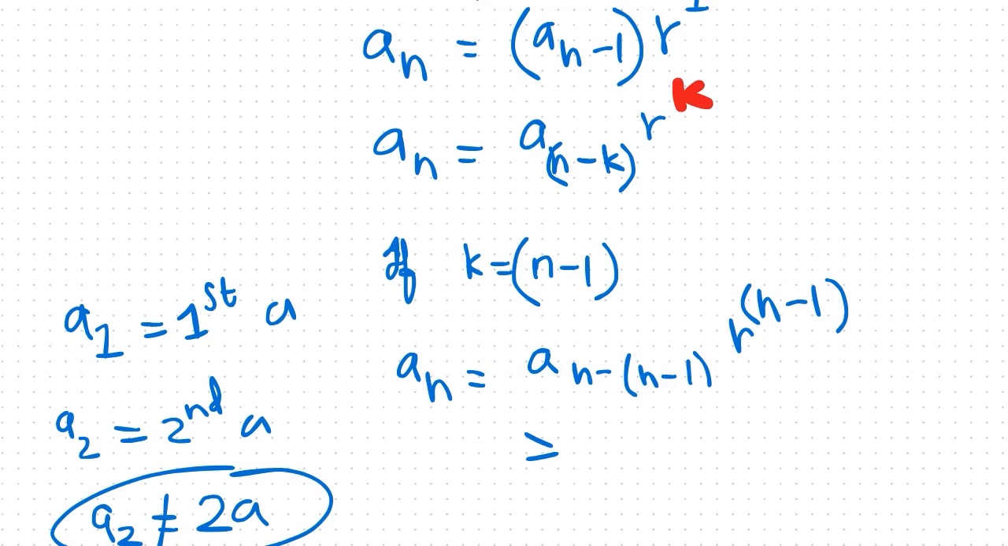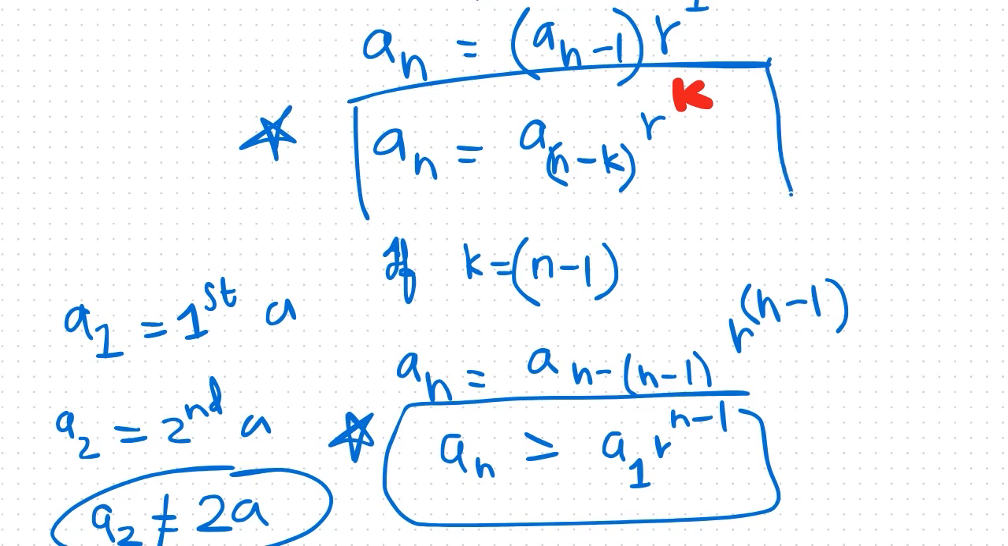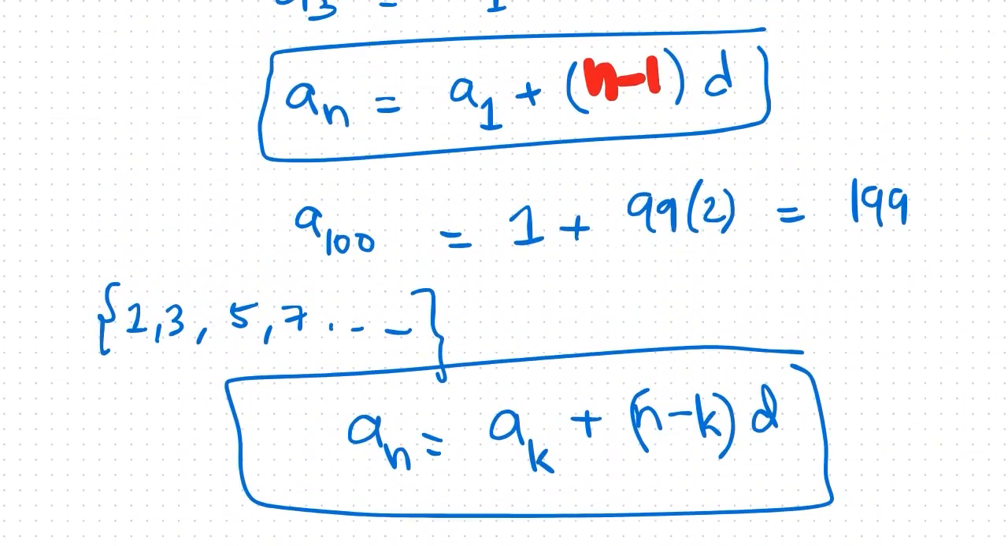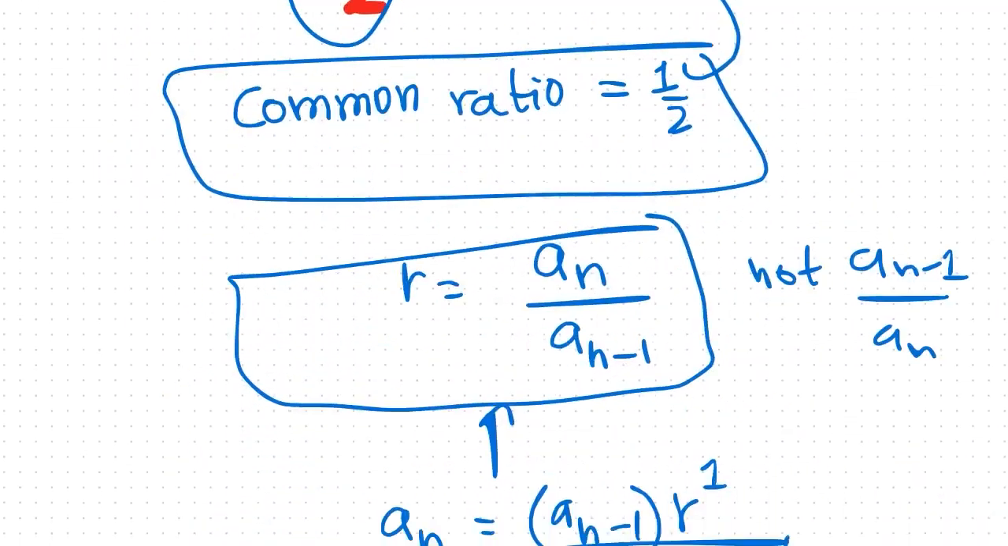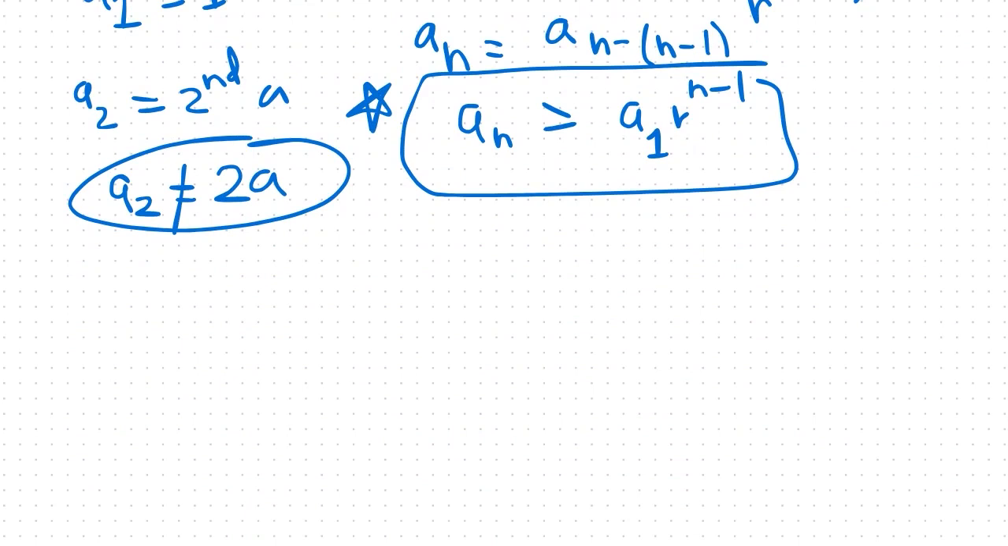N minus 1 means... oh, it's the first term, a1 into r to the power n minus 1. So this formula and this formula are extremely important. These two formulas are for a geometric sequence, and in an arithmetic sequence also we talked about two formulas, this and this, in terms of k and in terms of the first term. Any doubt so far?